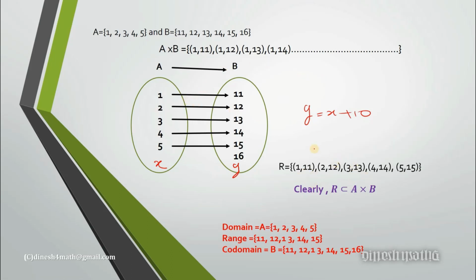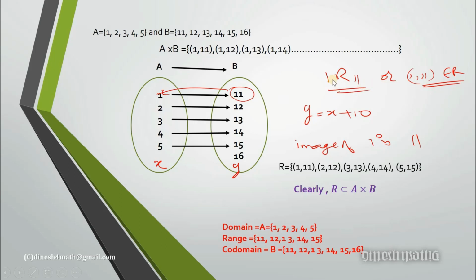Whenever we say 1 and 11, we say the image of 1 is 11. And the pre-image, if you are coming in the backward direction, we say the pre-image of 11 is 1. So these are the terms to be remembered. And another thing: we say 1 is related to 11, or another way of writing is (1, 11) belongs to R. Both are the same, one and the same, so depending upon the way you like, you can write it. So this is what we have seen from last year.